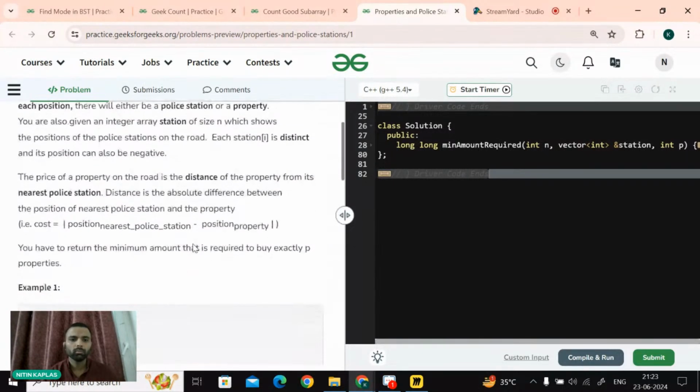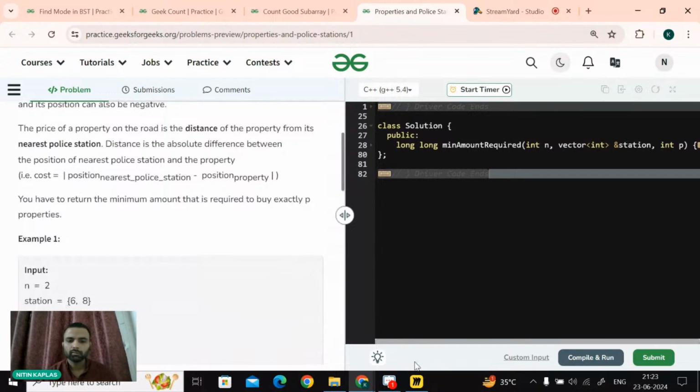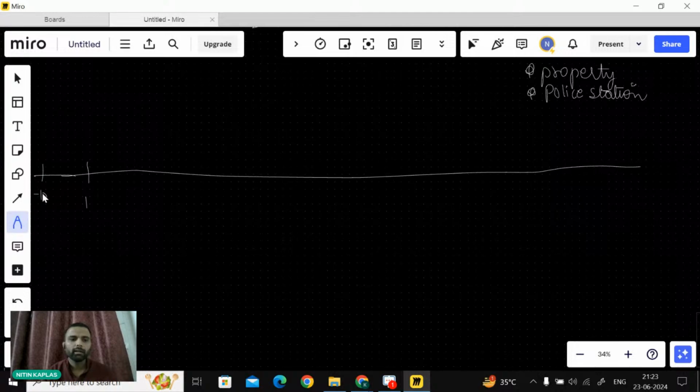That's the problem. Okay. So after that, the price of the property. Let me first make this, right? So that you can understand it better. So let me write here 1 and it may be negative. Let me write here 10 raised to power 8 because the value of negative will be this. The constraint tells us that, right?